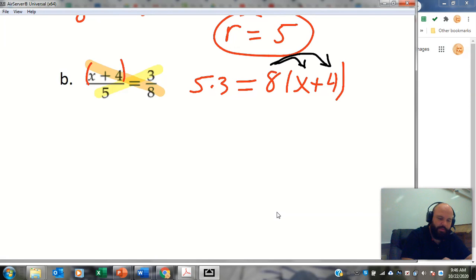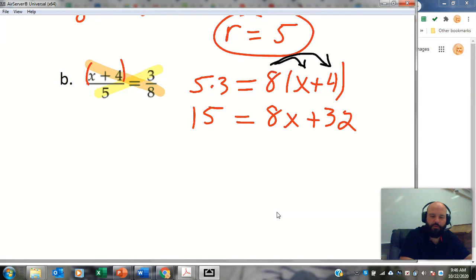So what we end up with is 5 times 3 is 15. And then we have 8x plus 32. 8 times 4 is 32. All right, now we have an equation that we can proceed to solve. This equation right here is a 2-step equation. The reason why it's a 2-step equation is there are 2 things that are happening to the variable. The variable is being added to 32, and it's also being multiplied by 8. So both of those things have to be undone.